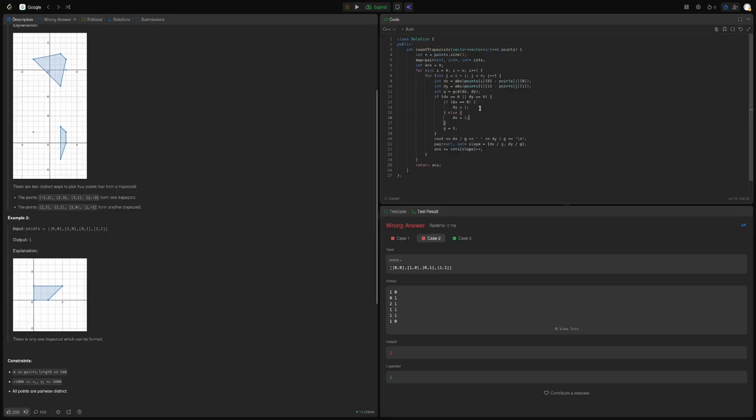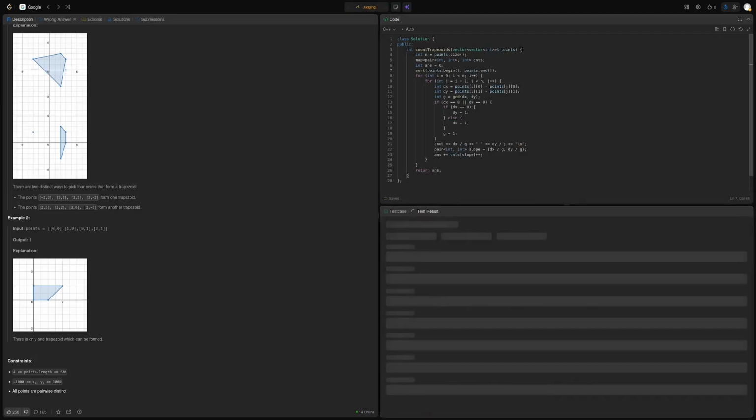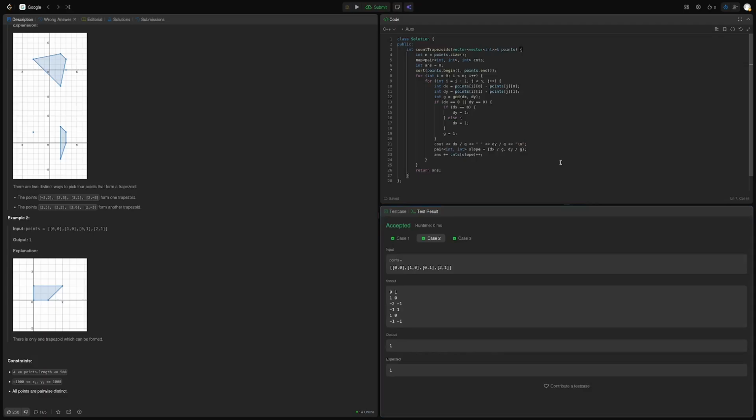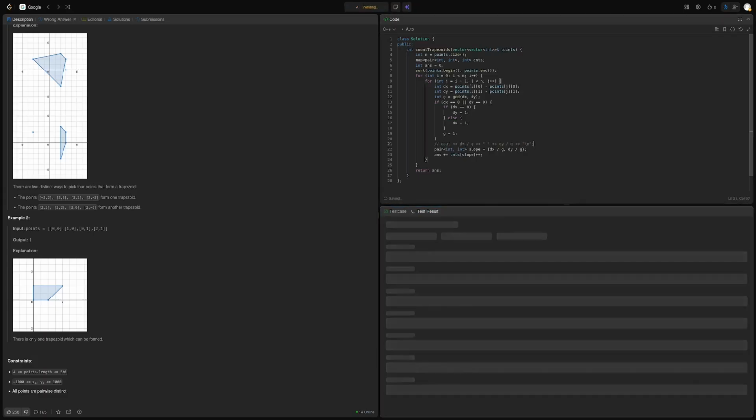I mean, it shouldn't be absolute, I think. No. I mean, I can sort the points like this. Okay, now it outputs something reasonable.